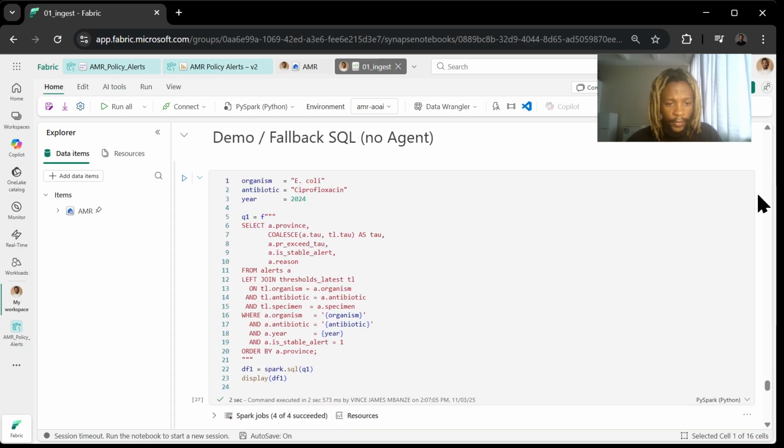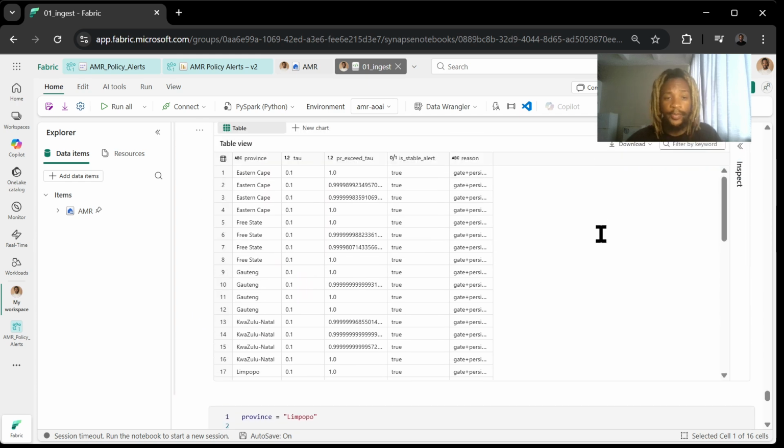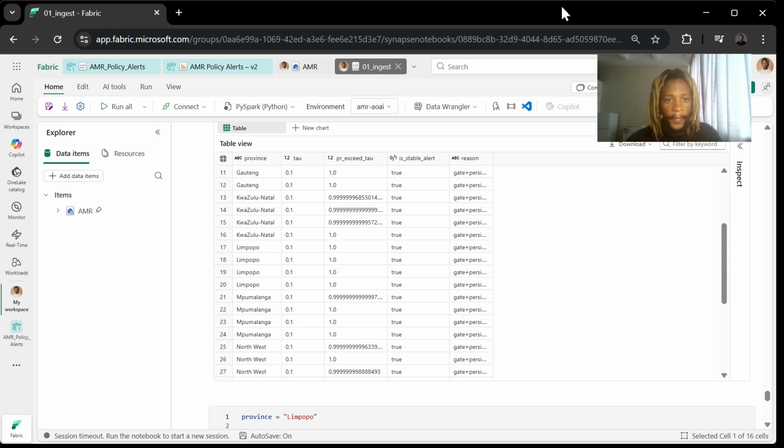But yeah, looking at this query, it gives a national snapshot. Each row shows a province, its threshold tau, probability above tau, then the stability and the reason, like gate plus persistence or gate plus slope. It shows where the stable policy relevant alerts are and why.